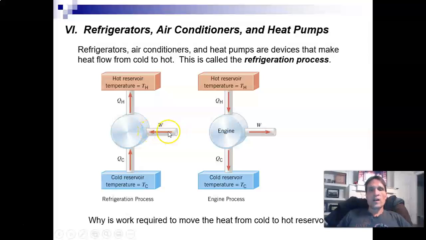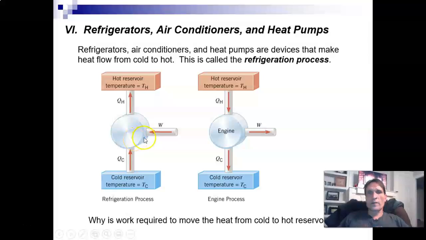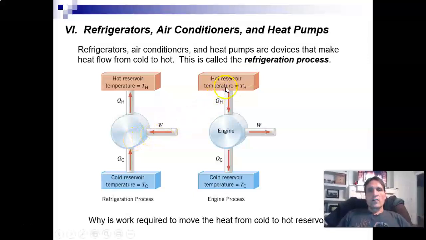Work as an input. We need to put work into the system to pump this heat against the temperature gradient. With a refrigerator, this would be a compressor that does this work. And so with heat engines, the direction of heat flow is consistent with the second law. With refrigerators, air conditioners, or heat pumps, we're trying to get heat to flow against the gradient, and so we need to put work in.